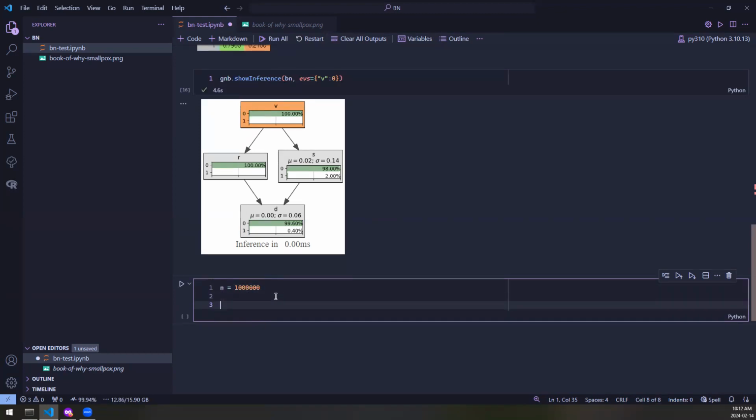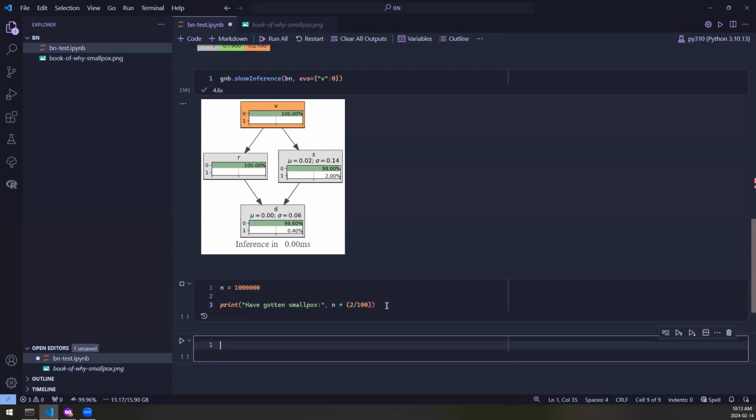How many of those got smallpox? So this is the variable smallpox over here. We have 2%. So I'm just going to copy and paste a print statement that I have over here. So have gotten smallpox, 2%. I just multiply the number just to get the result, just to have a numerical value for that.